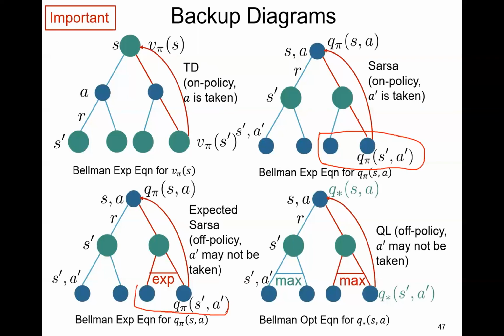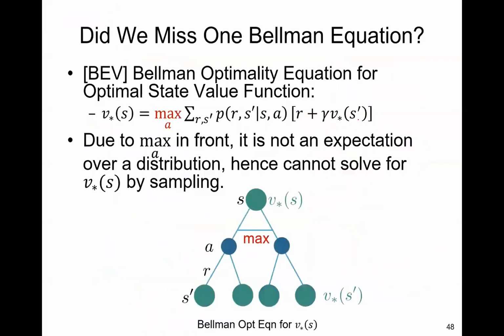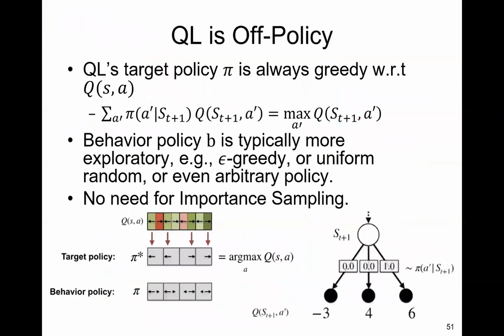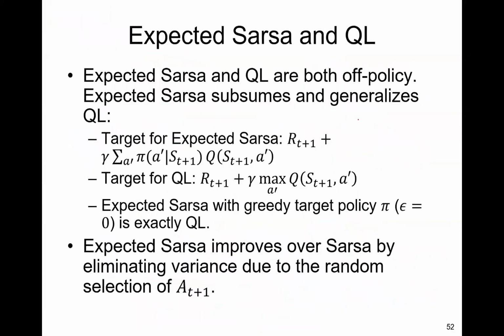So that's why Sarsa has a higher variance, whereas expected Sarsa has a higher computational overhead.